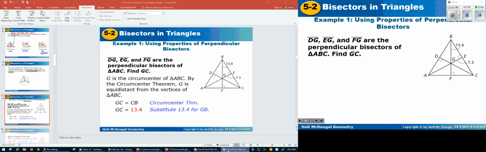So it says DG, EG, and FG are perpendicular bisectors of the triangle. So I'm going to find those line segments and mark perpendicular and bisecting. DG is perpendicular and it's a bisector of the triangle, meaning it's bisecting the side of the triangle. So DB and DA should be congruent.